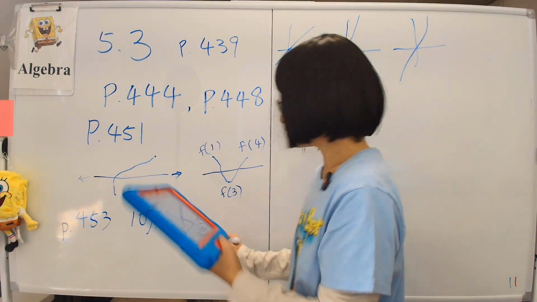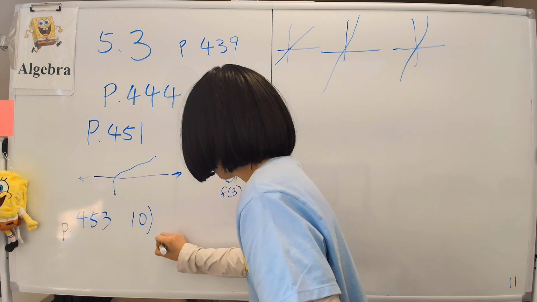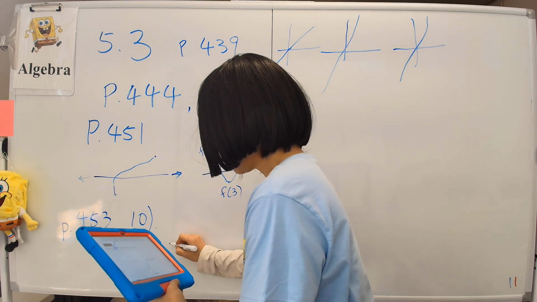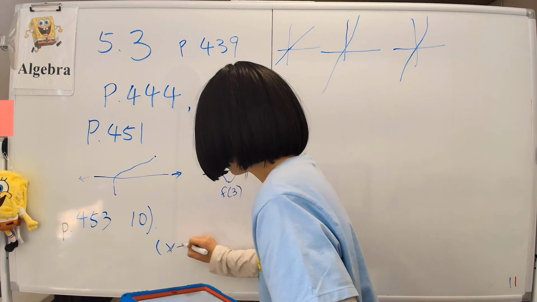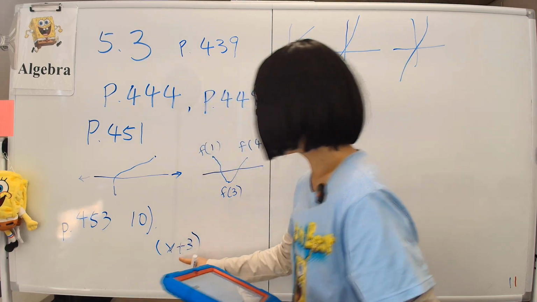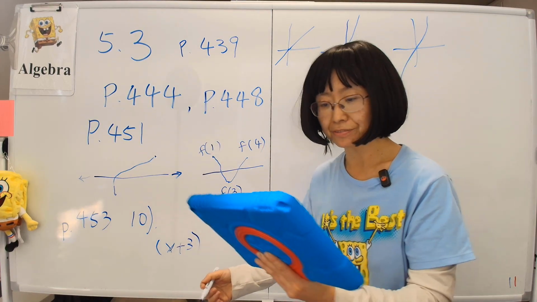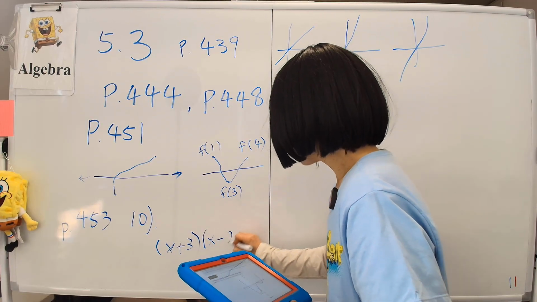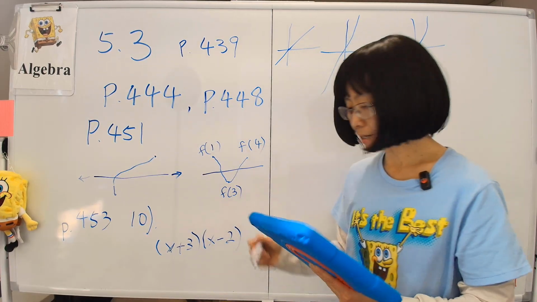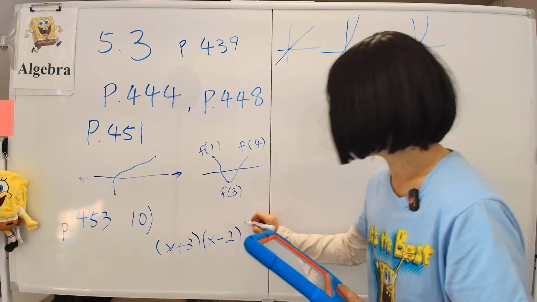All right, so we'll write that down. The polynomial will be equal to x plus 3, okay? X plus 3 means it has a 0 at -3. And then times x minus 2. X minus 2 means it has a 0 at +2, twice at least.